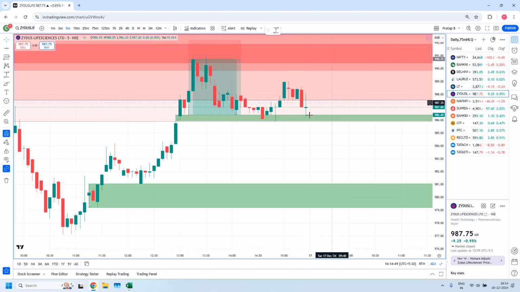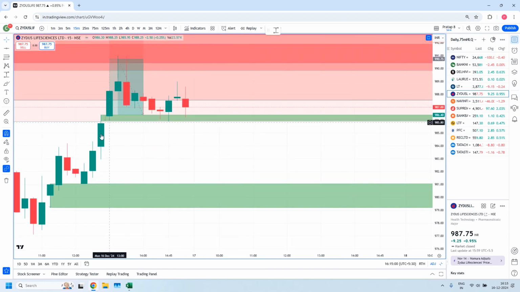In Delhivery, we took an aggressive trade for a short trade. The same kind of concept. But here in Zydus Life, go to 15 minutes. You have a rally candle, you have a rally candle. These two are 15 minutes candles.